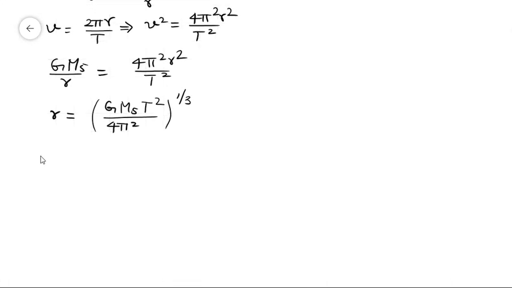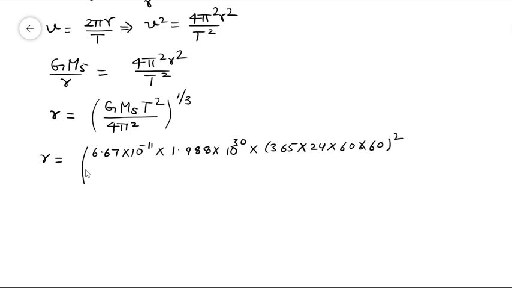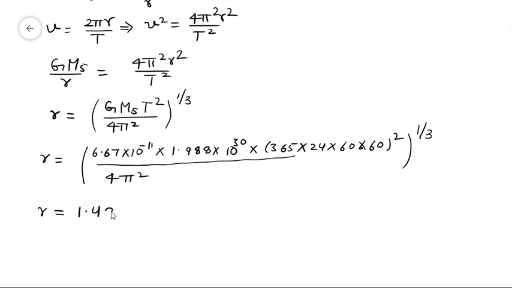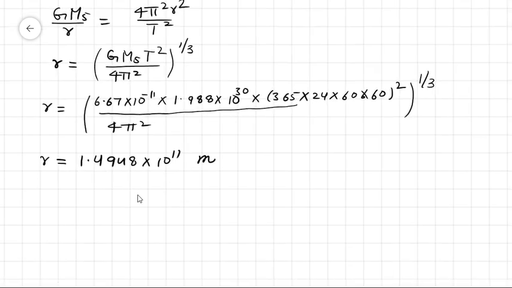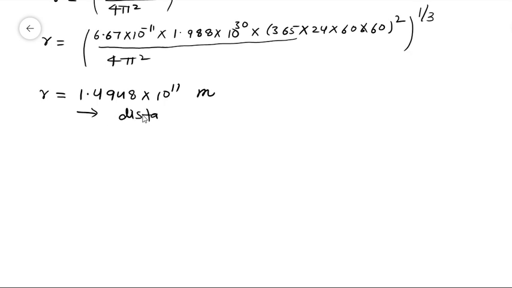So putting the values, one can get r equals to (6.67 times 10 to the minus 11, and the mass of the sun from the table given is 1.988 times 10 to the 30, into the time period of earth's revolution, which is 365 days, that means 365 into 24 into 60 into 60, squared, divided by 4 pi squared) whole to the power 1 upon 3, and r turns out to be 1.4948 times 10 to the power 11 meters, and this is the required distance of the earth to the sun.